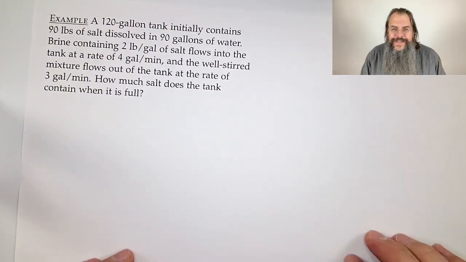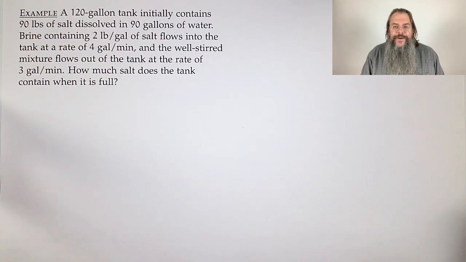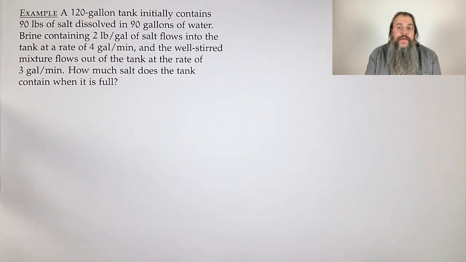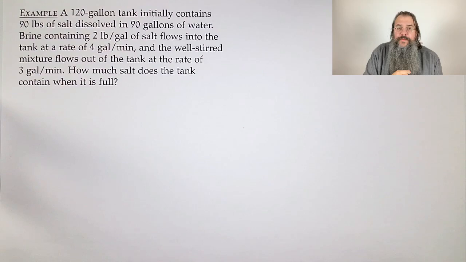Fun problem. All right, well, let's try a word problem. So here we go. People love word problems, right? Okay, so what do we have? A 120-gallon tank initially contains 90 pounds of salt dissolved in 90 gallons of water. And brine, and by the way, when we talk about brine, think of it as like salt water. So you have this salt water, and it contains 2 pounds per gallon of salt. So it's very salty, and it flows into the tank at a rate of 4 gallons per minute.